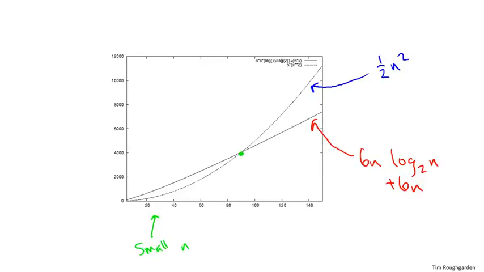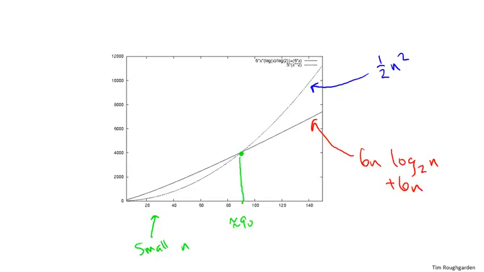And this is true up to this crossing point of maybe 90 or so. But beyond n equal 90, the quadratic growth in the n squared term overwhelms the fact that it had a smaller constant, and it starts being bigger than this other function, 6n log n plus 6n. So in the regime below 90, it's predicting that insertion sort will be better, and in the regime above 90, it's predicting that merge sort will be faster.